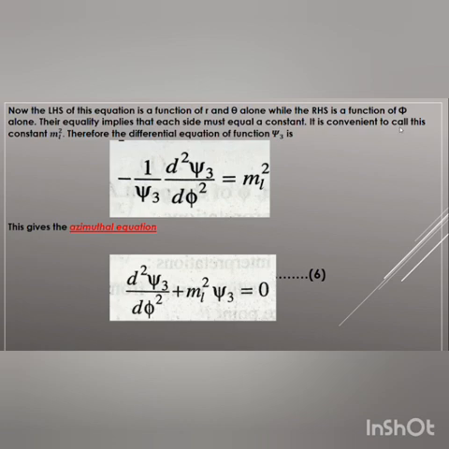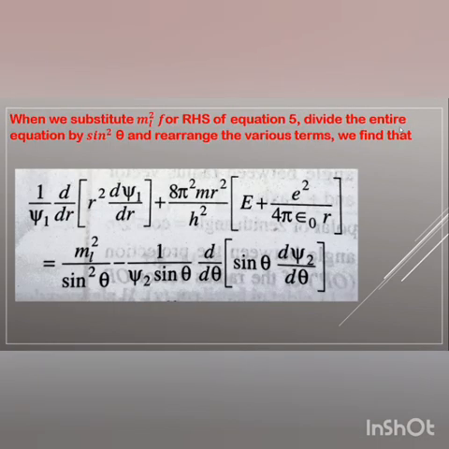Again, when we substitute m square L for the right hand side of equation 5, divide the entire equation by sine square theta and rearrange, we get 1 by psi 1 del by del r square del psi 1 by del r plus 8 pi square m r square by h square e plus e square by 4 pi epsilon naught r equals m square L by sine square theta minus 1 by psi 2 sine theta del by del theta sine theta del psi 2 by del theta.